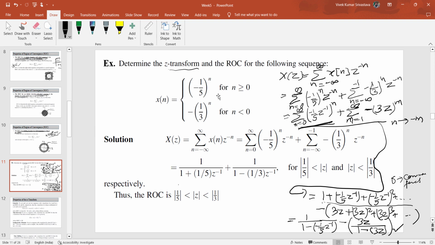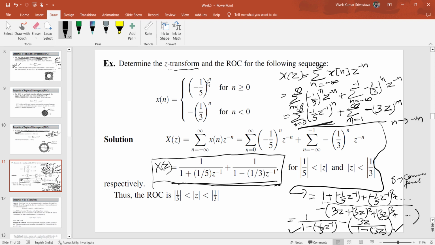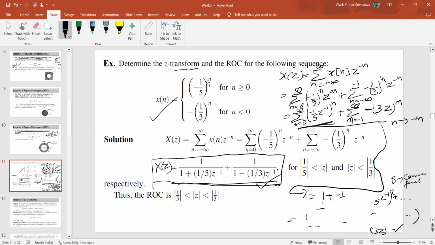If you simplify this expression, you will get X of z, which represents the z transform of this signal. That's how you can evaluate the z transform. Whereas for evaluating the ROC, just a moment, let me remove this.